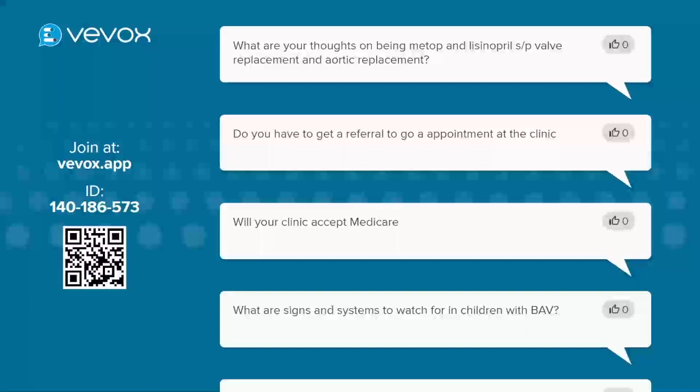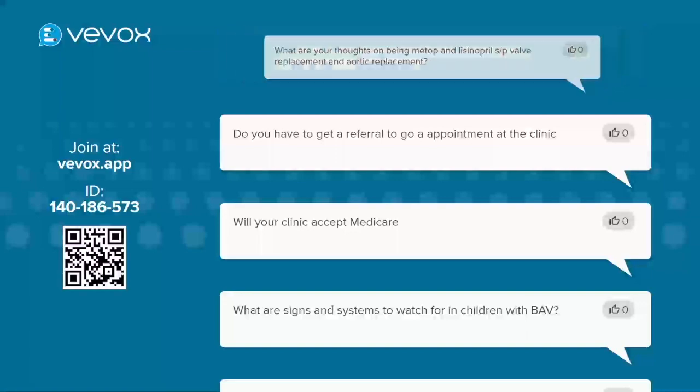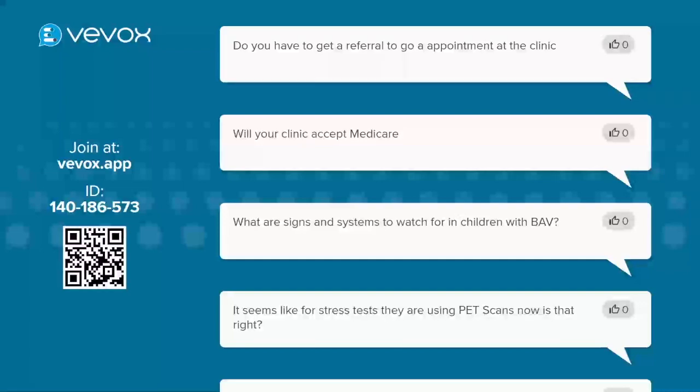Okay. What are your thoughts on being on metoprolol and lisinopril after valve and aortic replacement? So lisinopril is a blood pressure medicine. Metoprolol is one of the medicines we use for people with aneurysms because it has been shown in other diseases to prevent dissections. And it's not unusual for people to be on those for life. There's nothing wrong with that as long as your blood pressure is under control using the information that we have and you're not developing side effects.